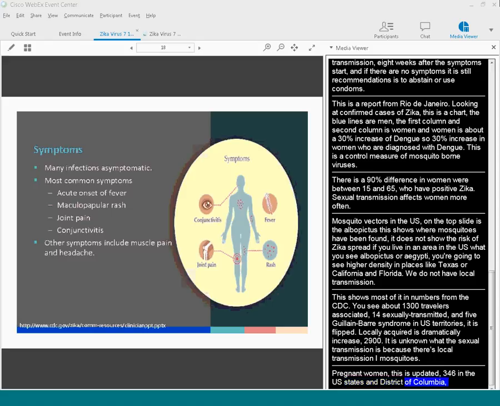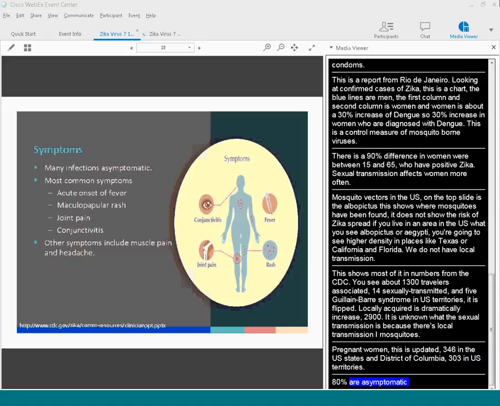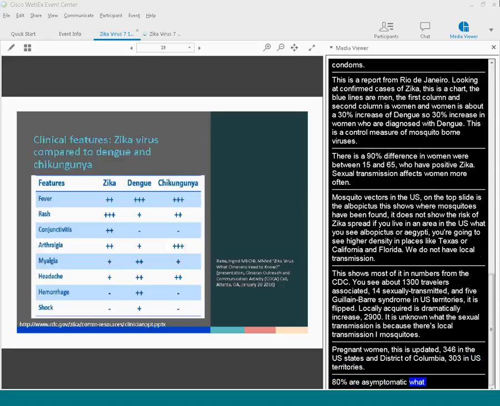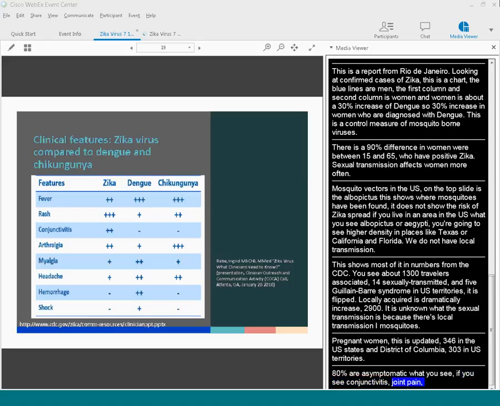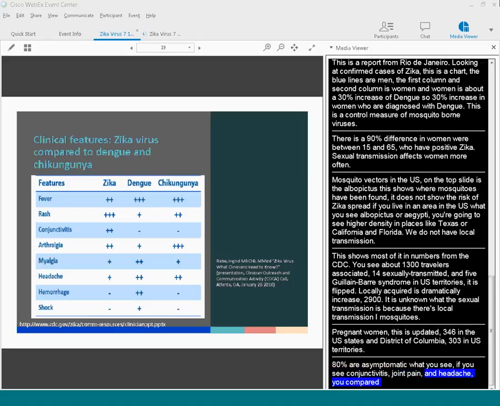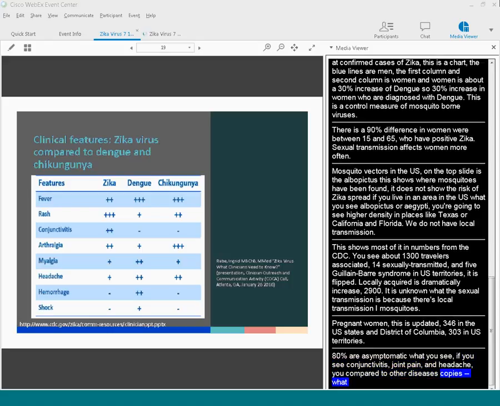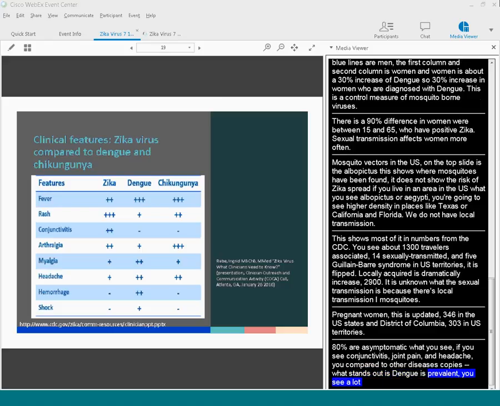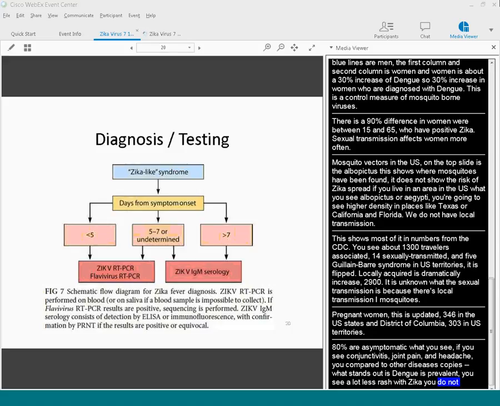So what does this look like? Again, 80% are asymptomatic. What you do see, if you do see symptoms, are conjunctivitis, fever, rash, and joint pain, sometimes muscle pain and headache. And when we compare it to other diseases, what really stands out, since dengue is prevalent in a lot of the areas of local transmission, you see a lot less rash, and with Zika you don't see shock and hemorrhage. We do see fever. Also particular to Zika is that conjunctivitis, which you don't see with dengue and chikungunya.